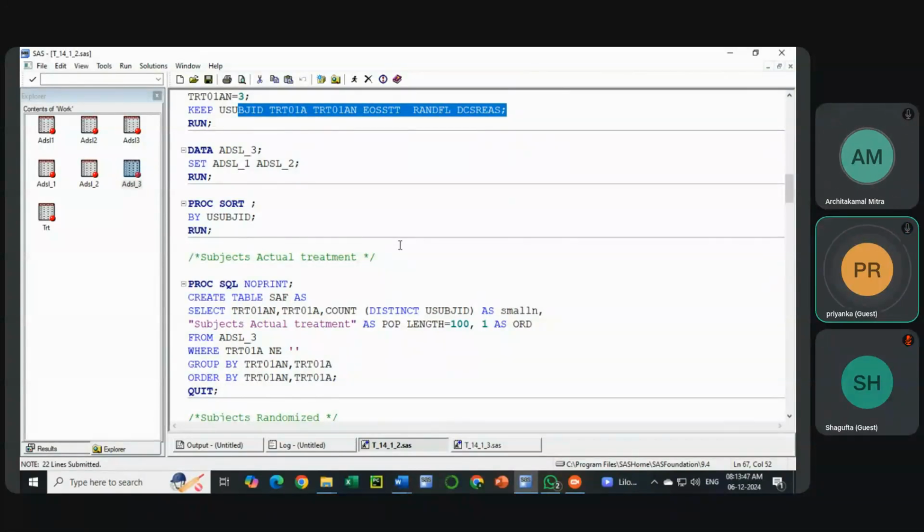Yeah. Yes, no. Shagufta, got it? Yes, sir. So this is how you do.